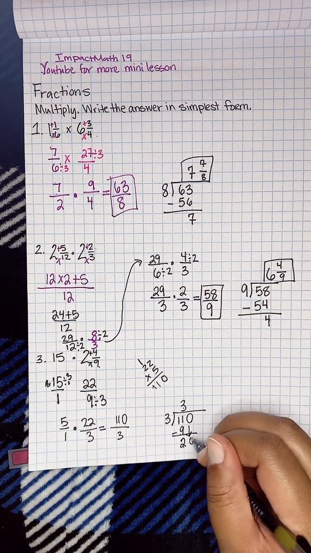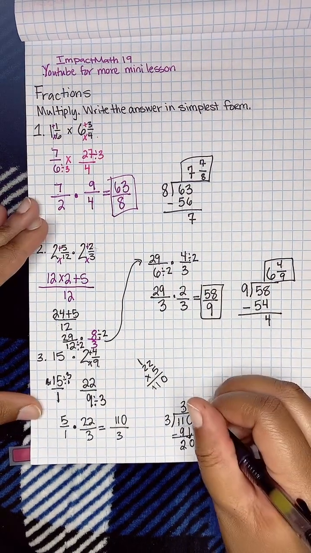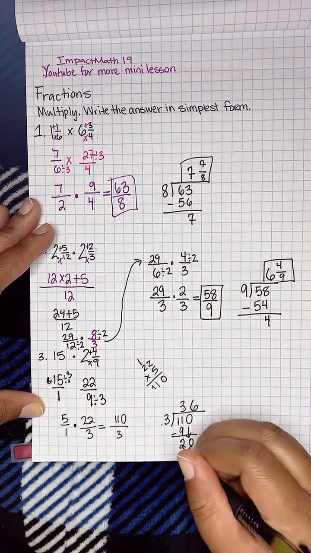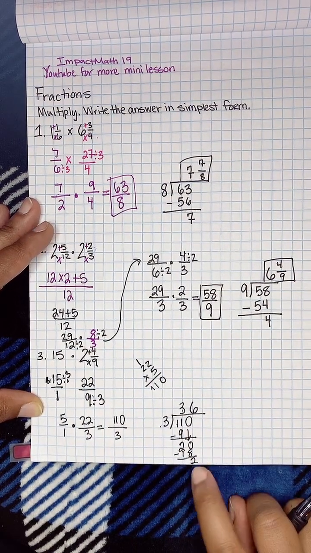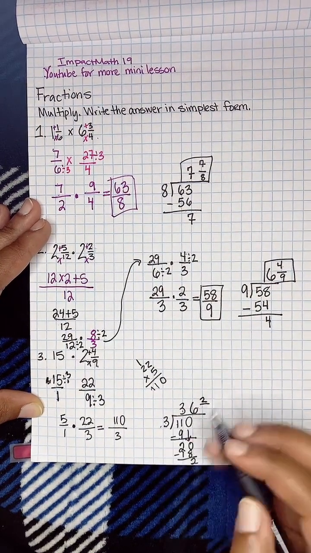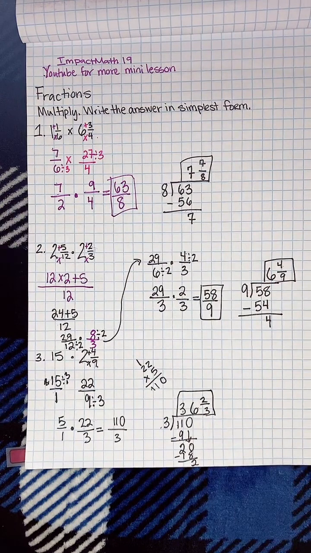Drop down your 0. And then 36. Thank you. Ooh, Terry's on it. So 6 times 3 is 18. And 20 minus 18 is another 2. And that is our remainder right there. So we put 2 over what we divided by, 3. And that's our mixed number.